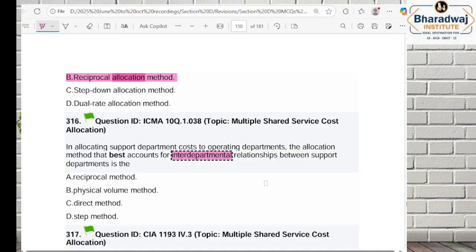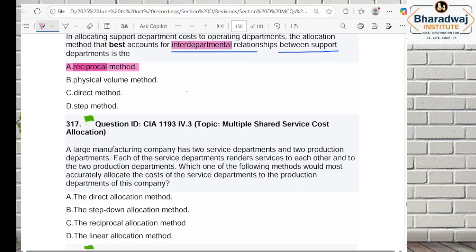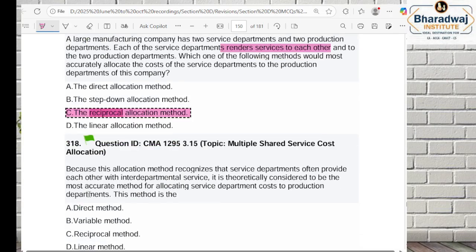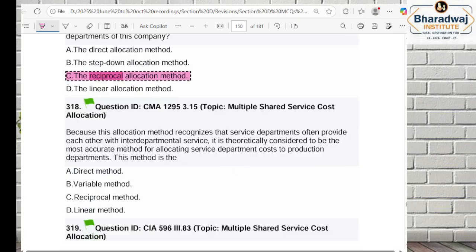Interdepartmental relationship between support departments. Between support departments, interdepartmental relationships will be there. Of course, when you go with reciprocal services, they render services to each other now. Interdepartmental service now, reciprocal method.